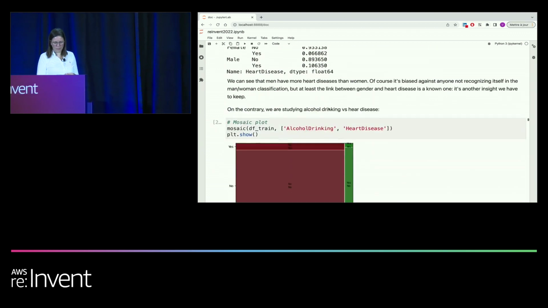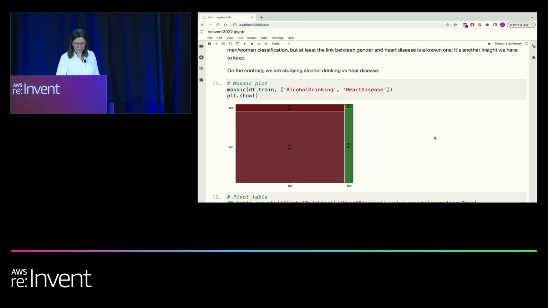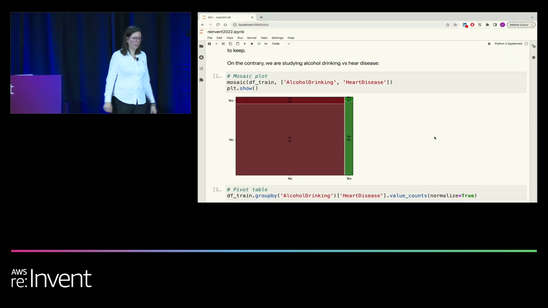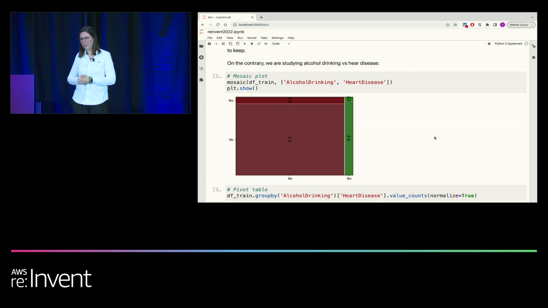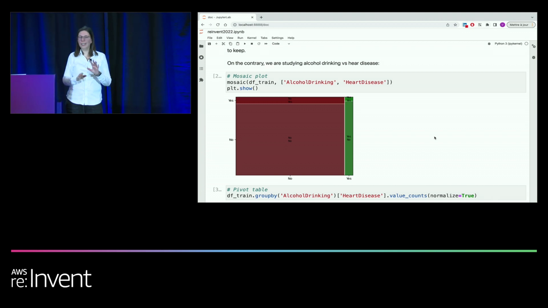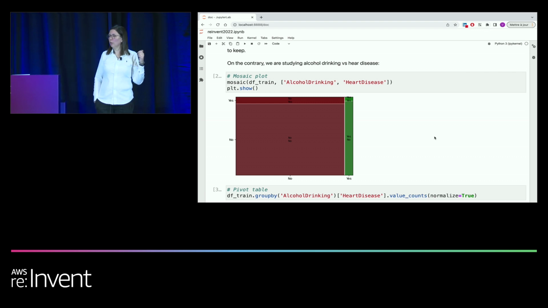If you do the same for alcohol drinking, you will have something that is very different. What you can see is that there are more people with heart disease in the non-heavy drinker group than in the heavy drinker group. Remember, I have said that alcohol drinking may be a bit biased because a lot of people will lie. And here we can see that the more you're drinking, the less heart disease you will have. So if you just train a model on that, the model will say, drink alcohol.